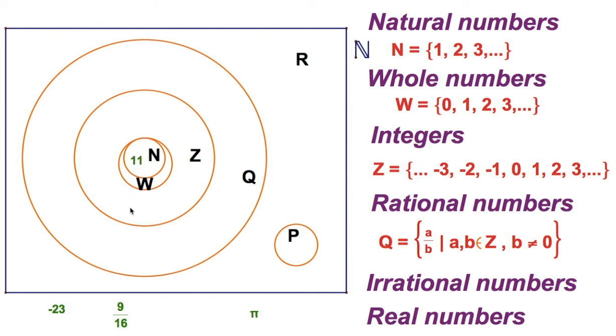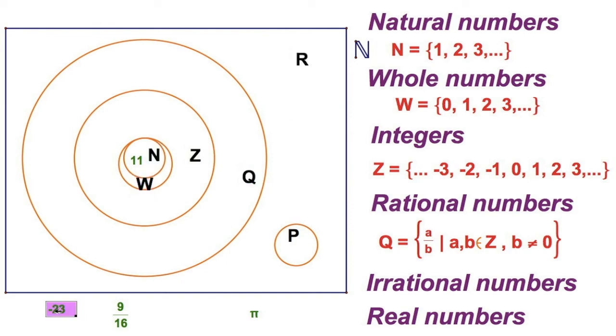Now, I always get somebody who asks, if it's a rational number, isn't it a fraction? The answer is yes, because the number 11 is a fraction. It's 11 over 1. It's 22 over 2. So it still meets the criteria to be called a rational number, and it is real. So 11 is a natural number, a whole number, an integer, rational and real.